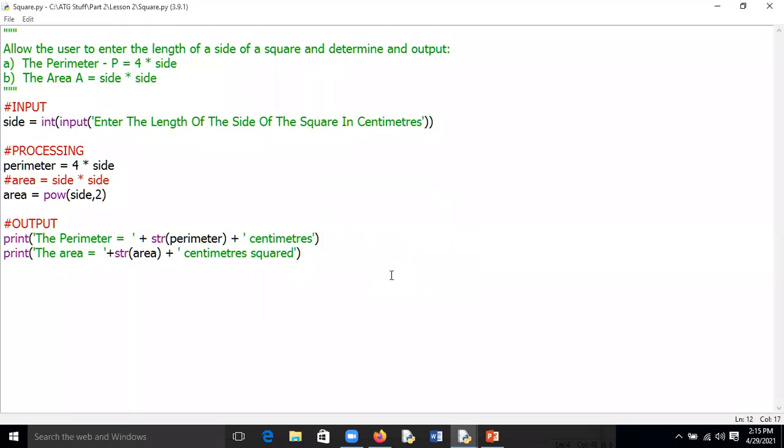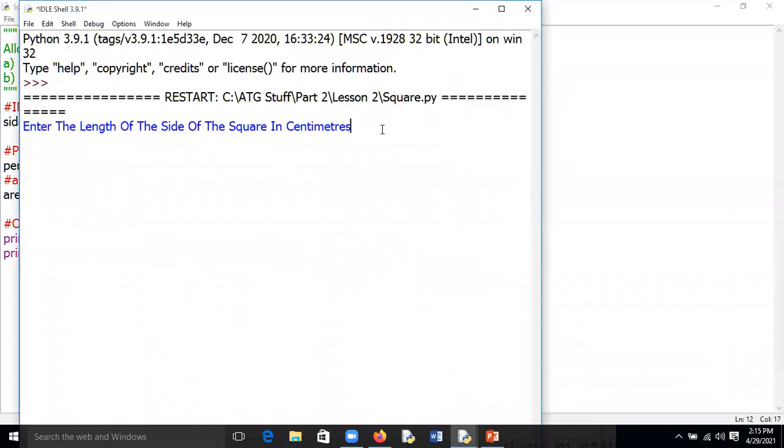So I'm going to go and enter 5 again. And remember, it's going to be 20 and 25. And that makes a lot more sense. The perimeter equals 20 centimeters. The area equals 25 centimeters squared.